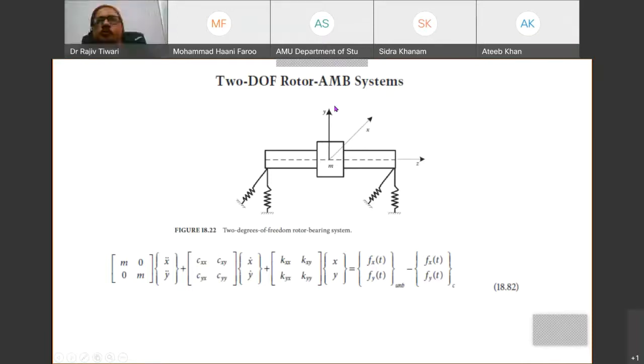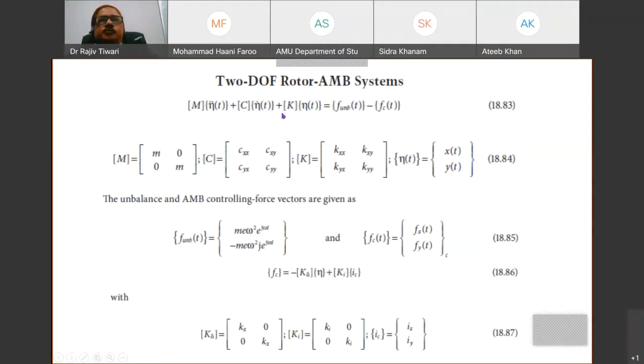There in the matrix form. So the same procedure we can follow to convert this into a state space form. That means it is a second order differential equation.